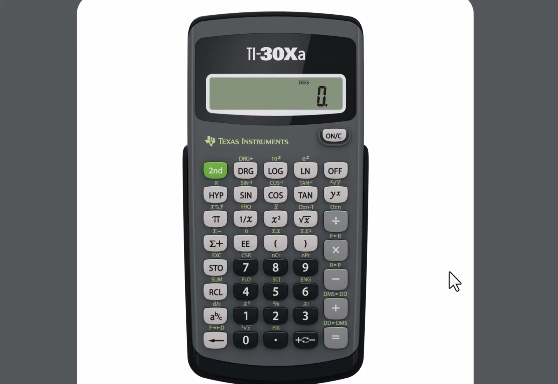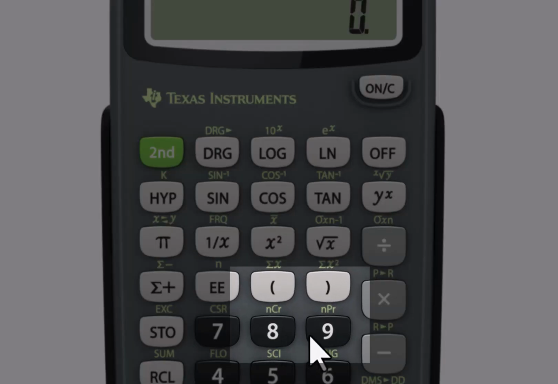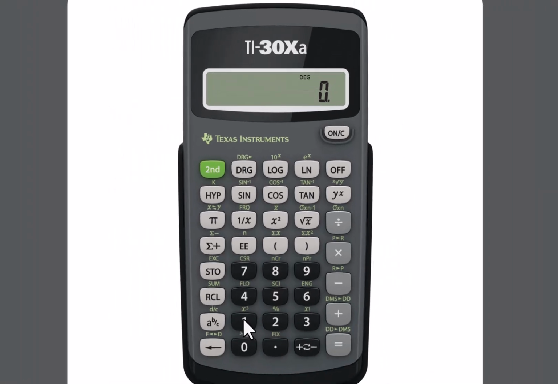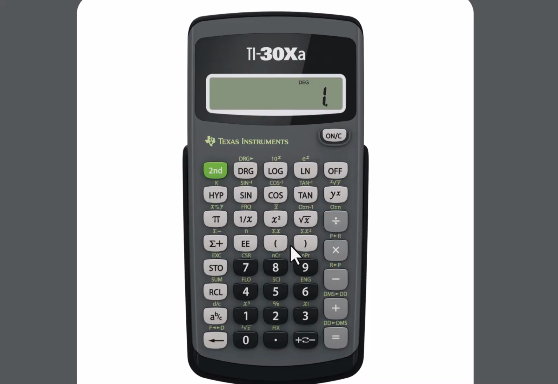Let's look at a second TI calculator. This one's the TI 30XA. When you look over the keys 8 and 9, you can see combinations and permutations. So I'm going to do 1 divided by. Again, I put a parenthesis. I know I need to start with 10. Then I hit the second and 9 to get a permutation, and then I put in 3.